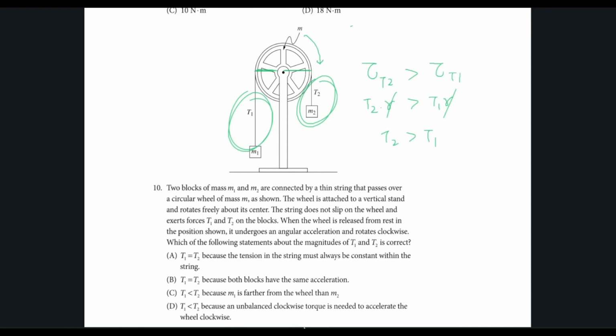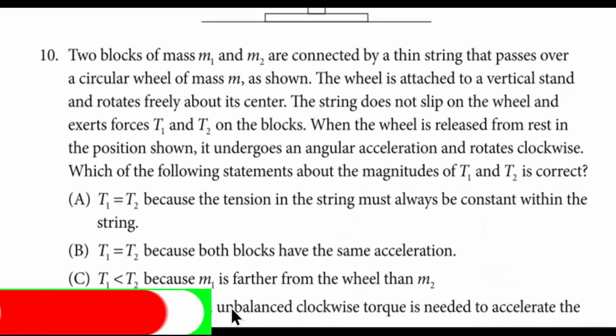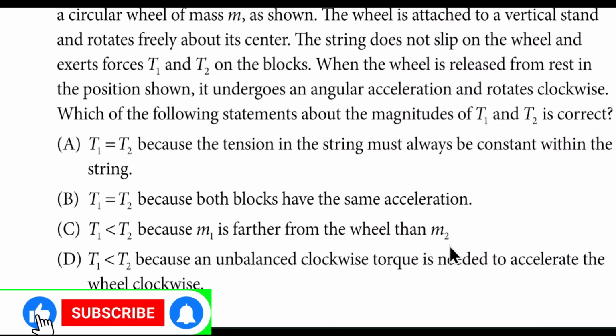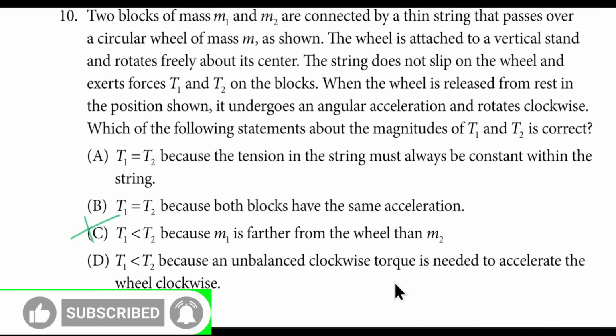Now the only question is which option it is, C or D? Because m1 is farther from the wheel? No. Because an unbalanced clockwise torque is needed to accelerate the wheel clockwise? Yes, that makes sense. That's what I was saying, that unbalanced torque is needed to accelerate it clockwise.